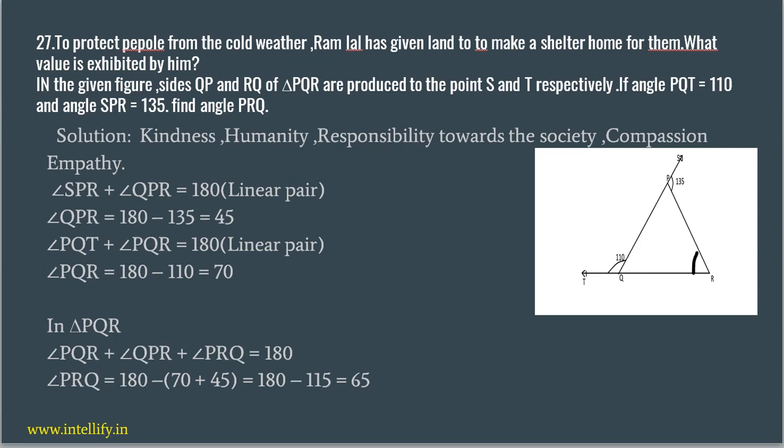Now we have to find the angle PRQ. Using the triangle sum property, we would get angle PQR plus QPR plus PRQ equals 180 degree. We know two of them, that is QPR and PQR. So we can obtain PRQ as 180 degree minus QPR and PQR, which is 70 and 45 respectively. Adding this and subtracting from 180, we would get 65 for PRQ, which is the required angle we needed to obtain.